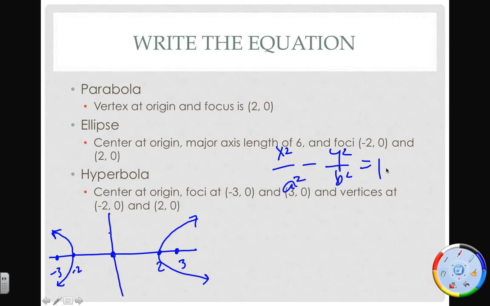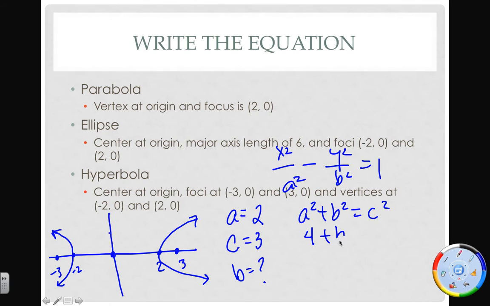It has to look like this. So I need to know A and B again. I know A is 2 because A is the distance from center to vertex. C is 3, and I need to know B. I actually really want to know what B squared is, right? Because it's B squared in here in the denominator. Okay, so let's do this really quick. I know for a hyperbola, the Pythagorean identity is A squared plus B squared equals C squared. So I get 4 plus B squared equals 9, and B squared equals 5. Sorry, I get the same numbers here, but it's not a big deal.